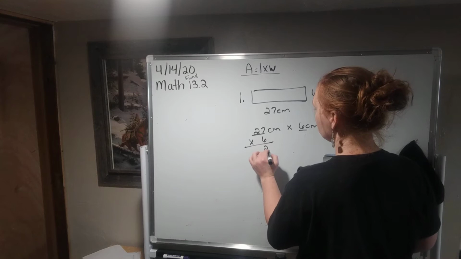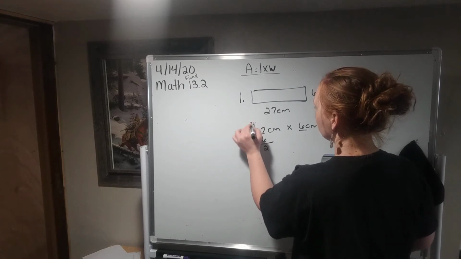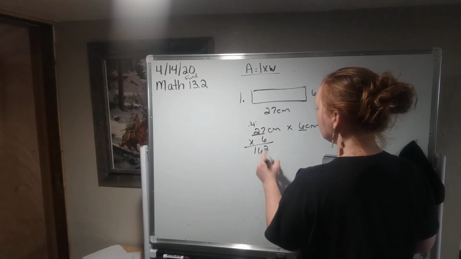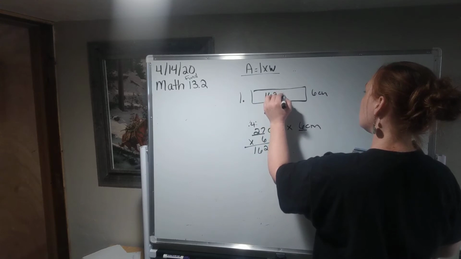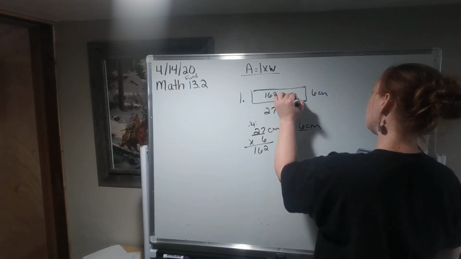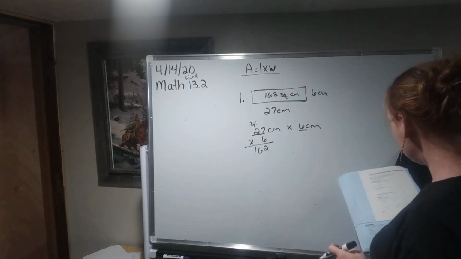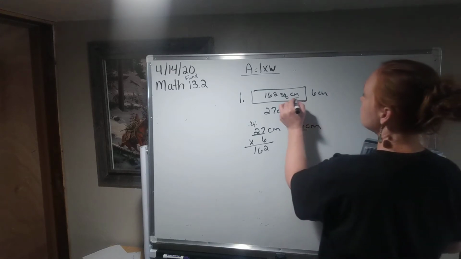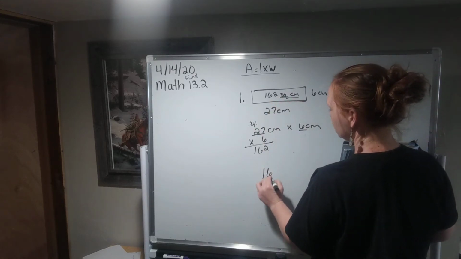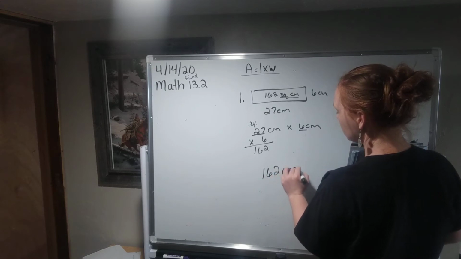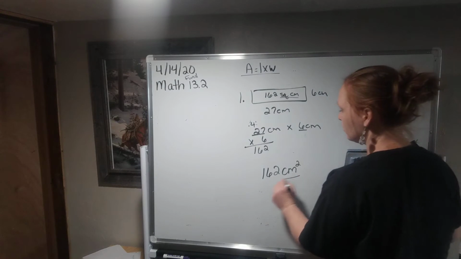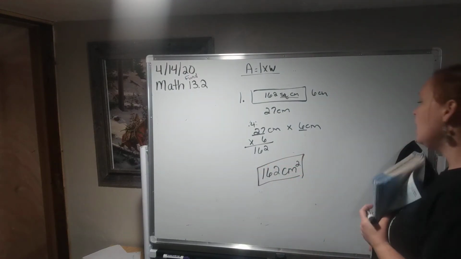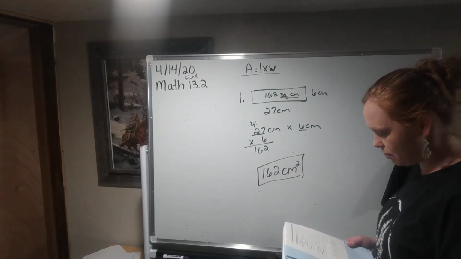7 times 6 is 42. 12, 16. So 162. So the area is 162 square centimeters. Okay, so we want to make sure that we're writing square centimeters. A shorter way to do that, 162, we can put centimeters squared. Do you see? These mean the same thing. So this is a really nice way to write it. And that is your answer to that problem.